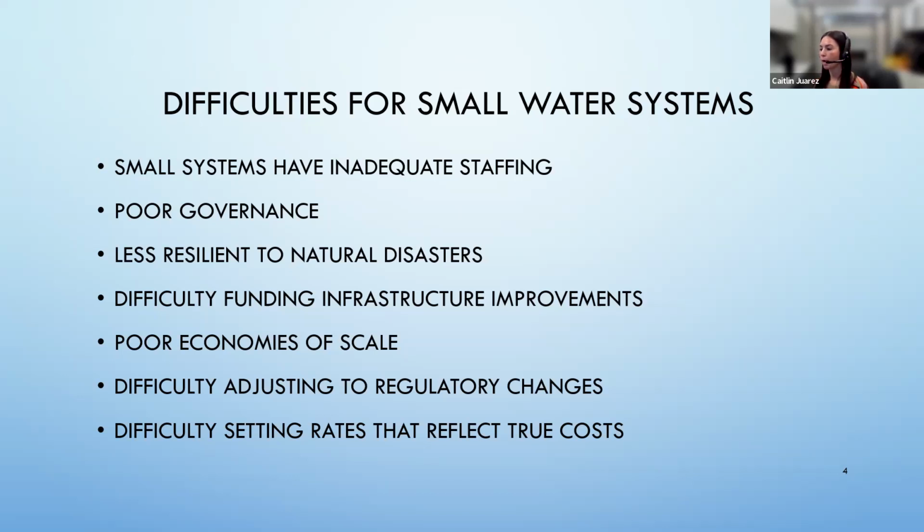Unfortunately, they just don't have the economies of scale to set rates that are covering the true cost of running that water system. And if there is an emergency, if a pump goes out and there's only 15 homes, the cost per home is really unaffordable. So not all small water systems have these problems, but a lot of them do.